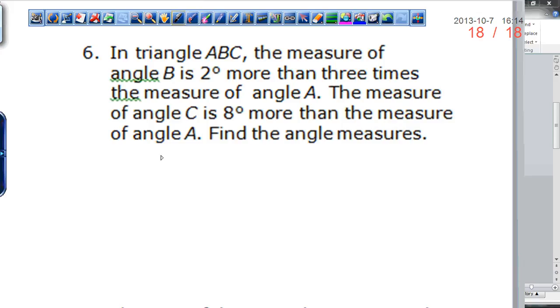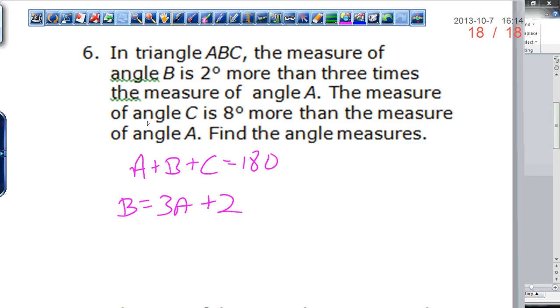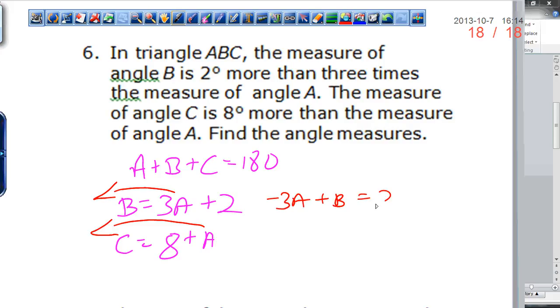In geometry, we learned that a triangle has three angles that add up to 180 degrees. So in triangle ABC, A plus B plus C equals 180. Then it says B is 2 more than 3 times the measure of A. So B = 3A plus 2. And lastly, the measure of angle C is 8 more than the angle A. So here, we're just going to be sure that all of our A's, B's, and C's are lined up. They are not, so I'm going to move this over here, also move this one over here. So I'm going to get -3A plus B equals 2, and then -A plus C equals 8.